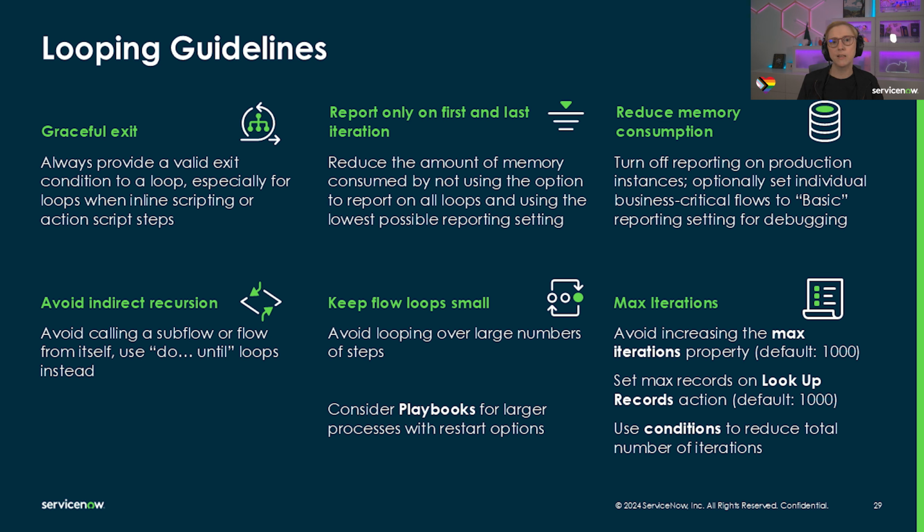As mentioned on a previous slide, it is best to avoid indirect recursion by not calling a flow or subflow from itself. When building loops within a flow, we recommend to keep these loops small to avoid unnecessary duplication of manual work. Consider building playbooks for larger scale processes and utilizing restart rules for well-defined repetition of activities or stages. Lastly, also in the spirit of keeping loops small, use conditions and flow variables to reduce the total number of iterations where applicable, and don't increase the maximum number of iterations past 1,000 globally.